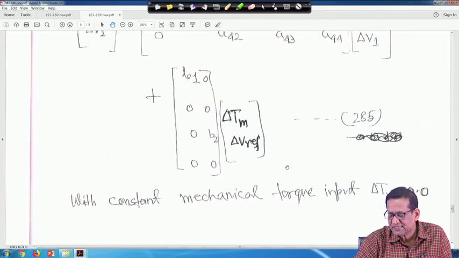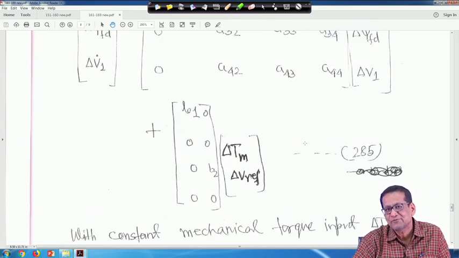Now, with constant mechanical torque input, delta Tm actually will become 0, right. So, with this, thank you very much, we will be back again.